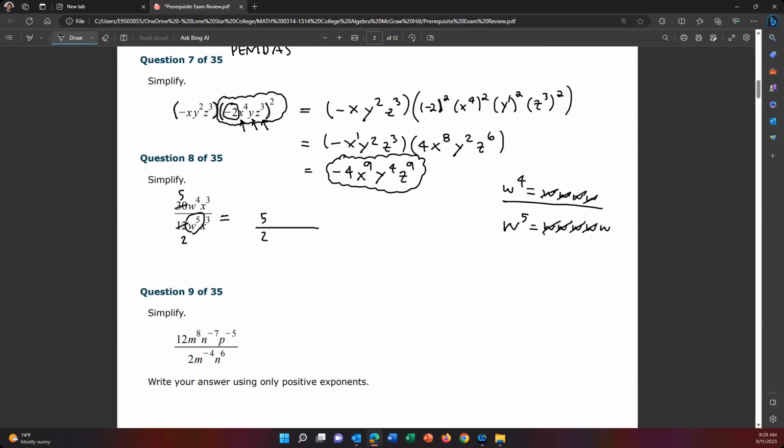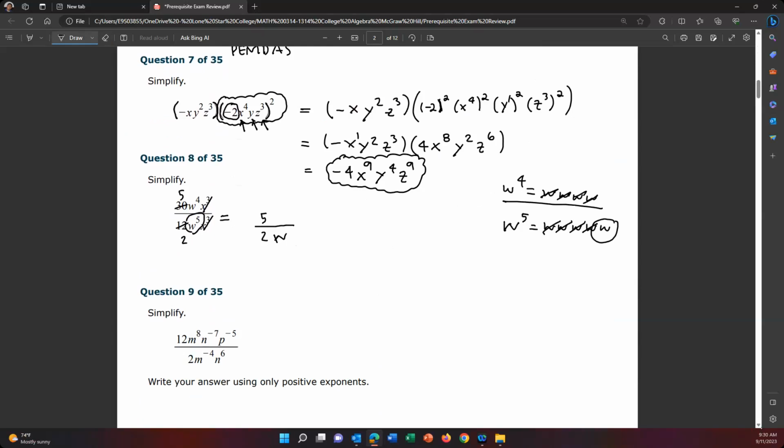Notice that we had 4 here, we had 5. If we were to cancel 4, there will be 1 left over in the denominator, okay? And when you think about the x's, notice that there's 3 of them up here, 3 of them in the denominator. They will just completely cancel each other out, and there will be no x's left in this particular example. So the final answer for this example is just 5 over 2w.